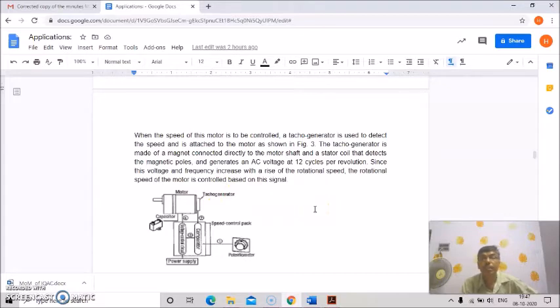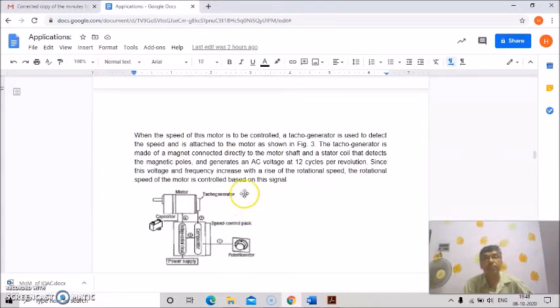The Tacho generator is used to detect the speed and is attached to the motor, as shown here. The Tacho generator is made of a magnet connected directly to the motor shaft and a stator coil that detects the magnetic poles and generates an AC voltage at 12 cycles per revolution.